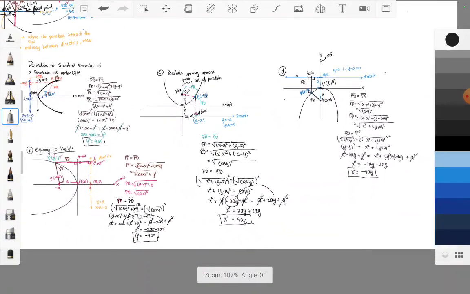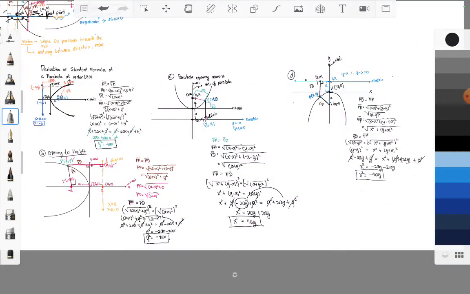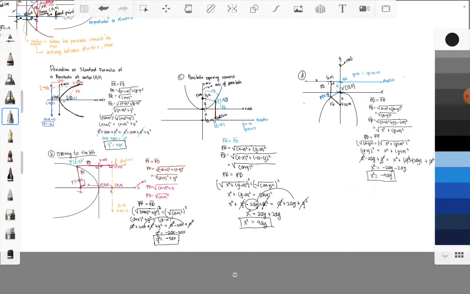Now these are the standard formulas of our parabola at vertex (0, 0). If there will be an (h, k), just like our circle, we will just subtract h from x, so x minus h, and y minus k.